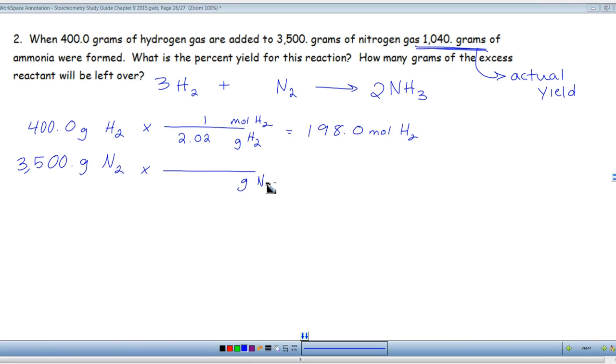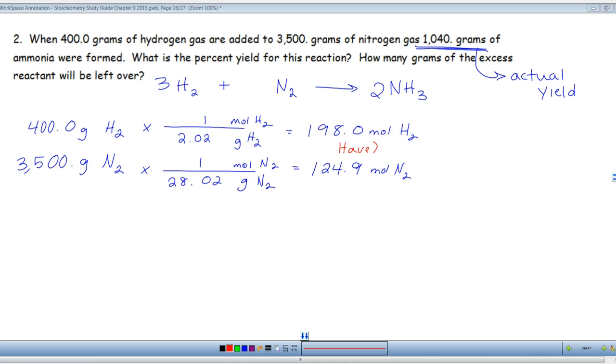Then we do the same with our nitrogen. Cancel grams of nitrogen, switch to moles of nitrogen. 1 mole has the mass on the periodic table multiplied by 2 because we're diatomic. All right, so 3,500 divided by 28.02 is 124.9 moles of nitrogen. These amounts are what I have. This is what I really have to work with. I just took the original masses and turned them into moles. That's still what I have.